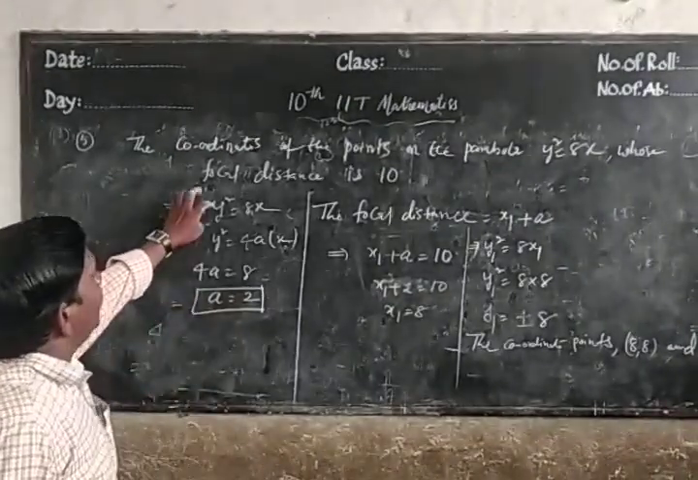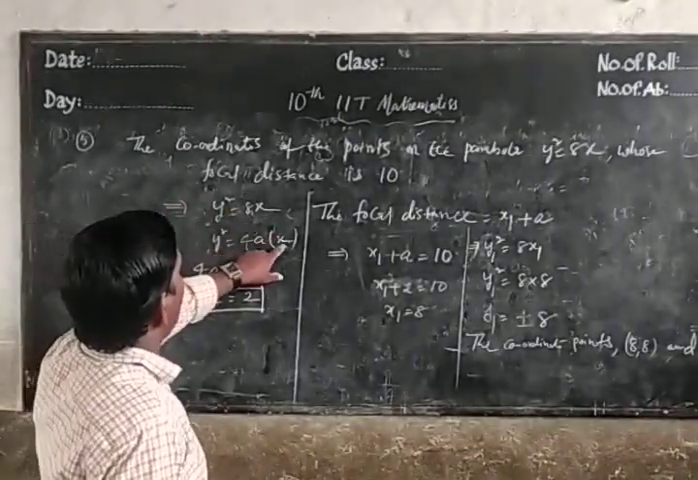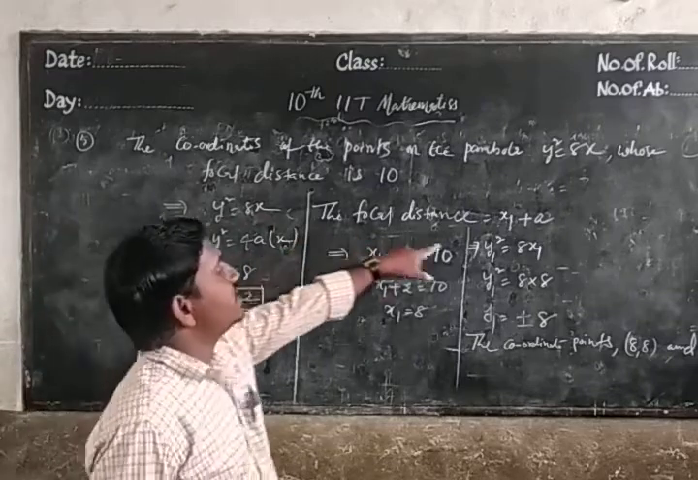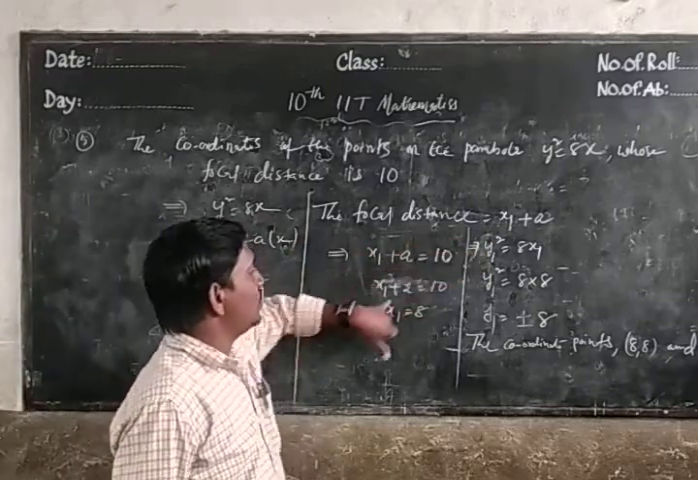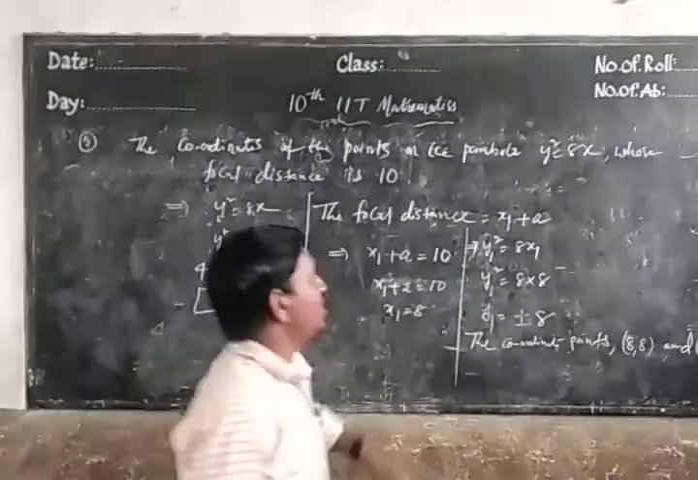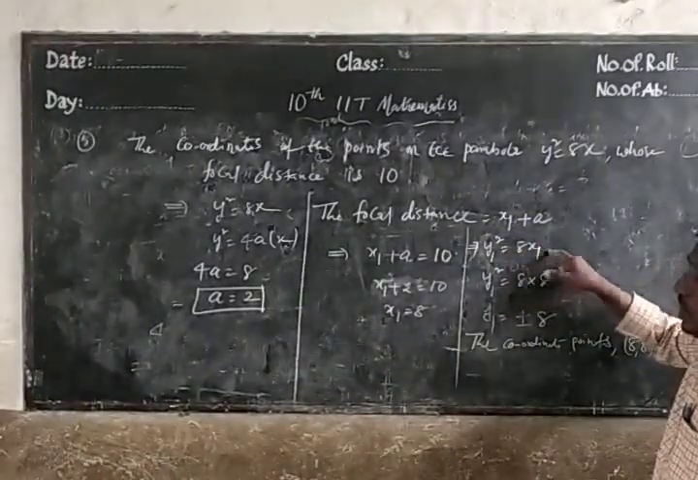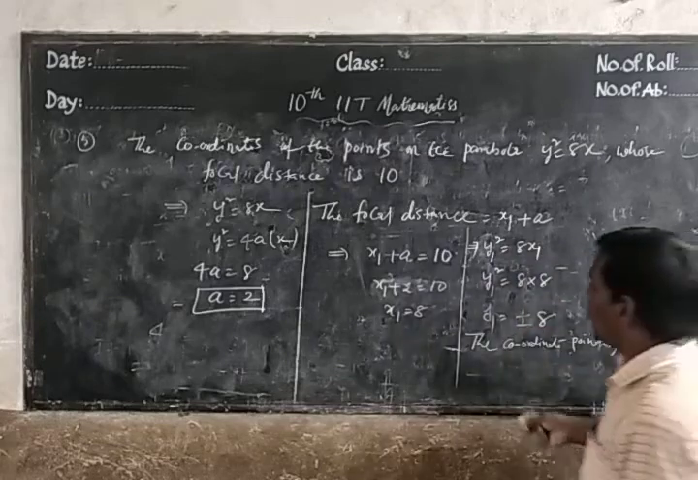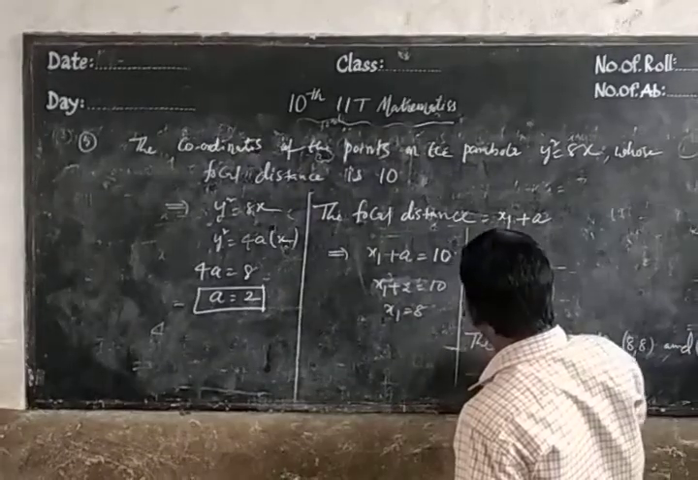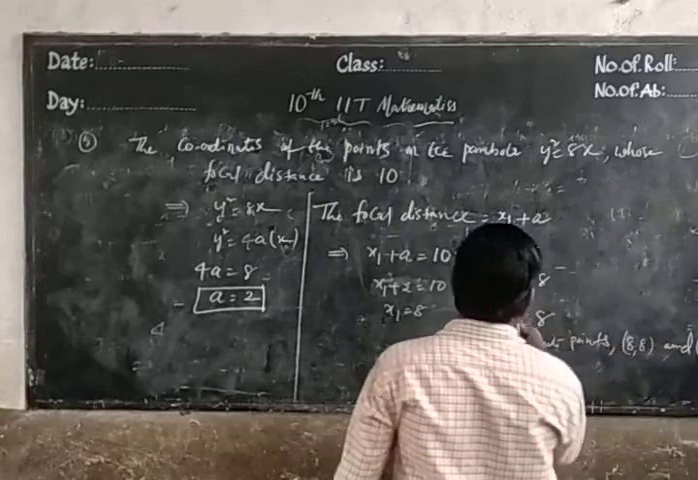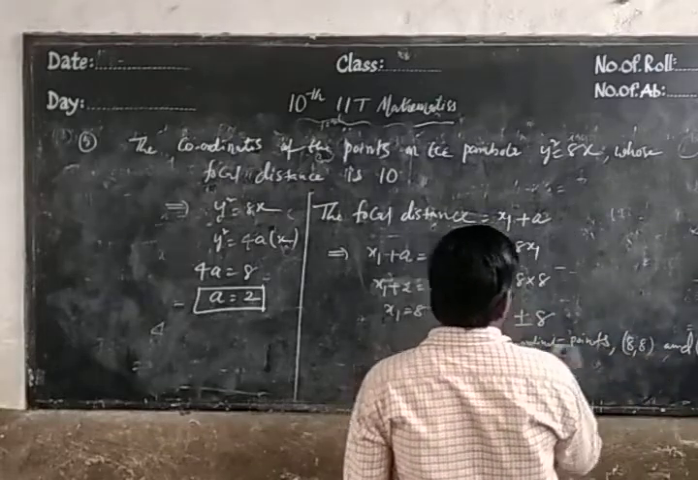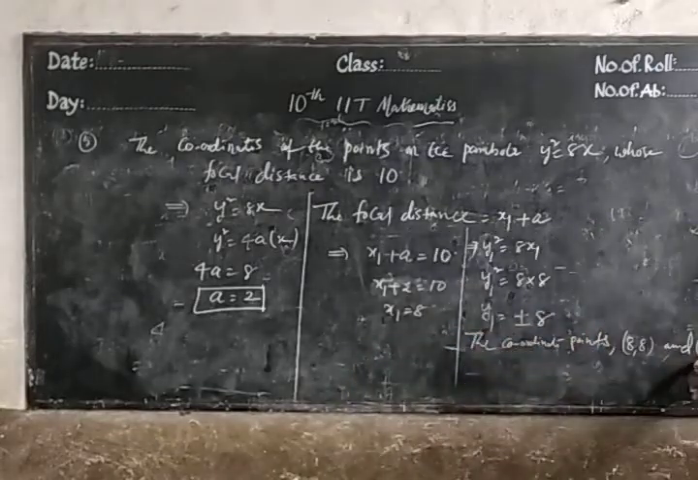Okay. Y square is equal to 8x, y square is equal to 4ax. The focal distance is x1 plus a, so x1 equal to 8. Substitute the x1 value in y1 square is equal to 8x1. So what is the y1 value? Y value is plus or minus 8. So the coordinates of the points are 8 comma 8 and 8 comma minus 8.